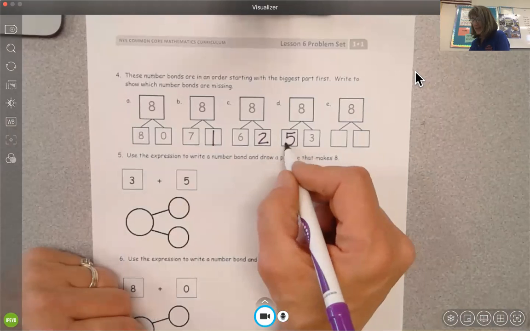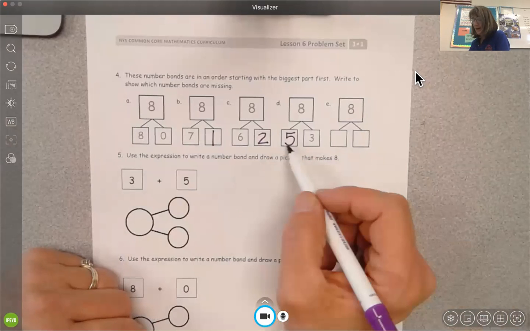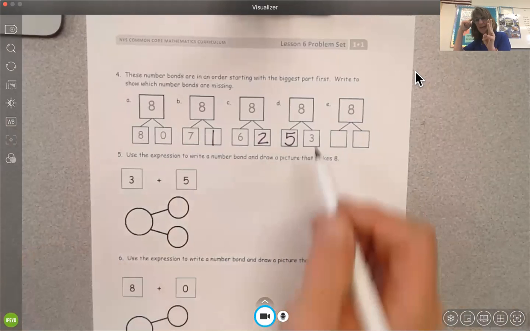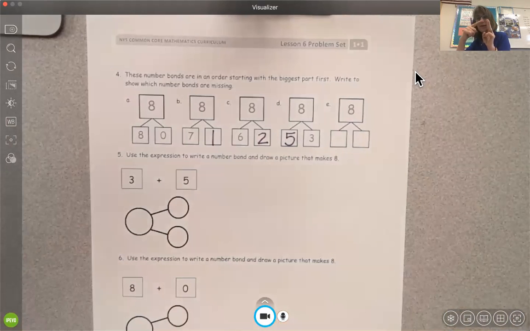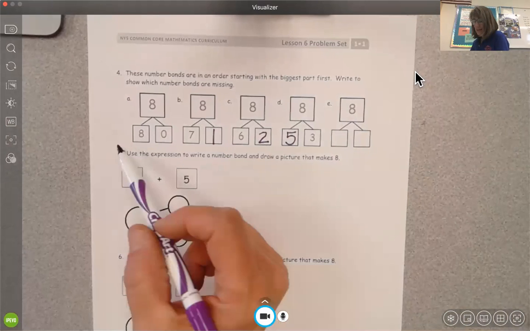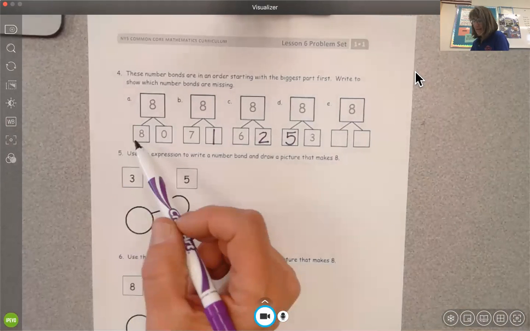And let's double check and see if our work is right. 5, and count on 3 more. 5, 6, 7, 8. Are we right? 5 plus 3 equals 8? Yes. Good. Let's do our pattern again. 8, 7, 6, 5.